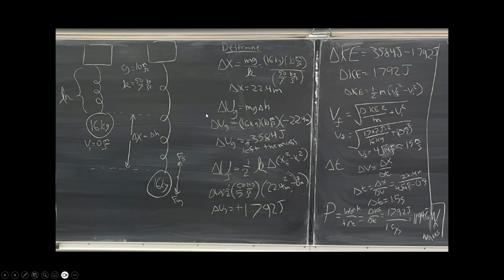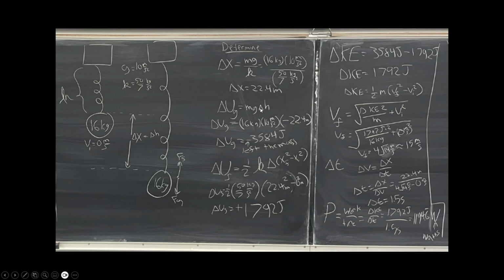Now, something that we can calculate is the change in gravitational potential energy, delta UG. Its formula is mg delta h, mass times gravitational acceleration times change in height. Now, our displacement of our spring happens to equal the change in height of our mass. But we'll need to account for one thing. The change in height in this problem is negative. So instead of 22.4 for h, we'll use negative 22.4.